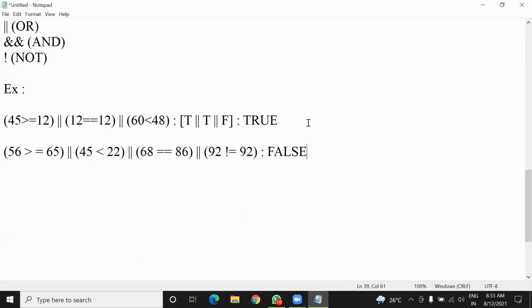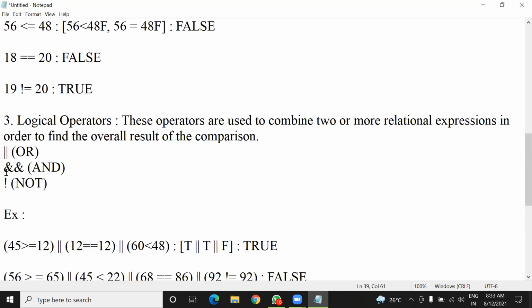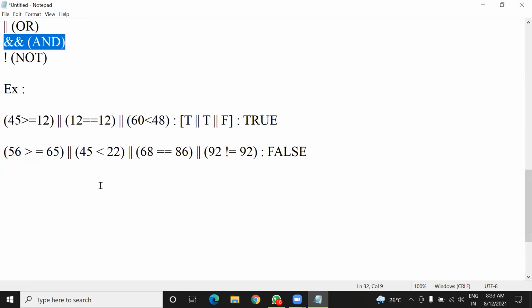Okay. Now, in case of AND, it works totally opposite. In case of AND, if all results are true, then the overall result becomes true. If any of the conditions is false, then it will result in false. So is it opposite to OR or not?